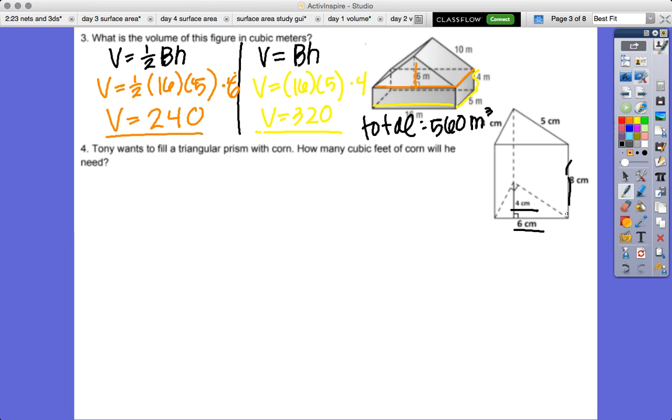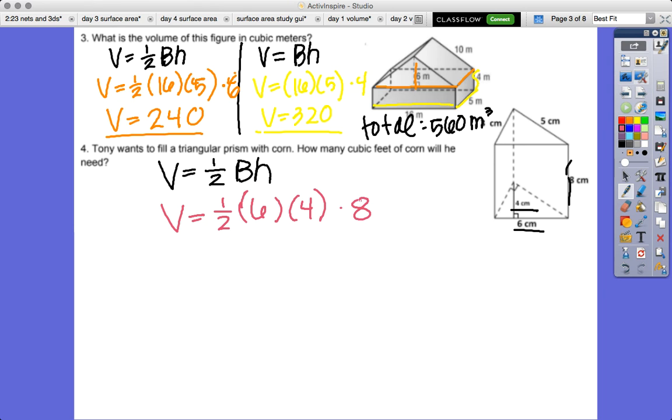All right, so for a triangular prism, we know we're going to say 1/2 the area of the base times the height. So the area of the base is going to be 6 times 4 times 8, which is the height. So in your calculator, you can just type 0.5 times 6 times 4 times 8, and you're going to get a volume of 96 cubic feet.